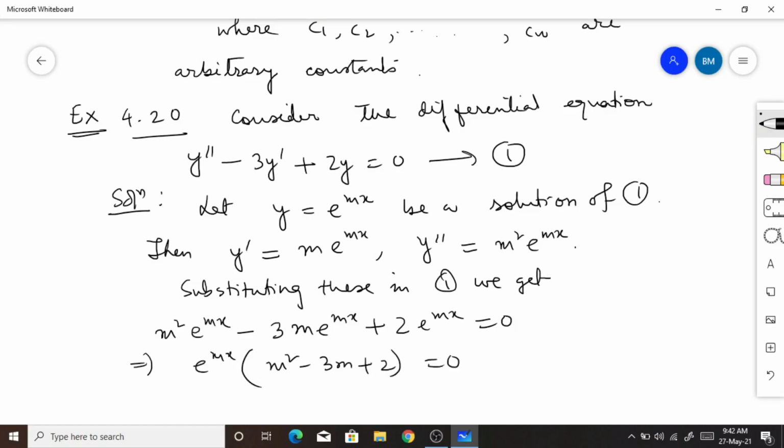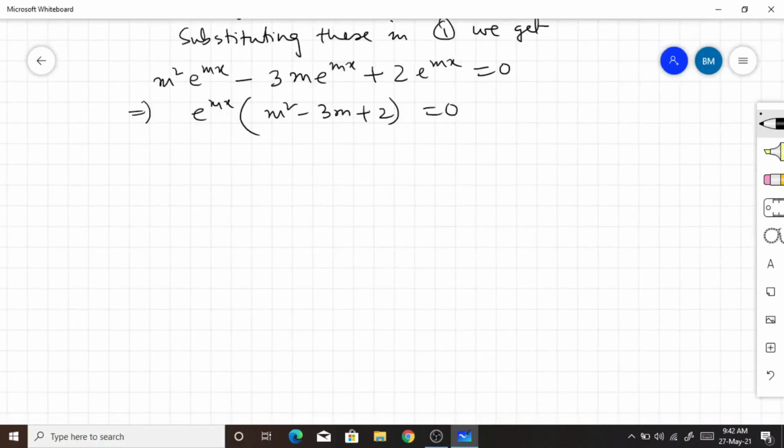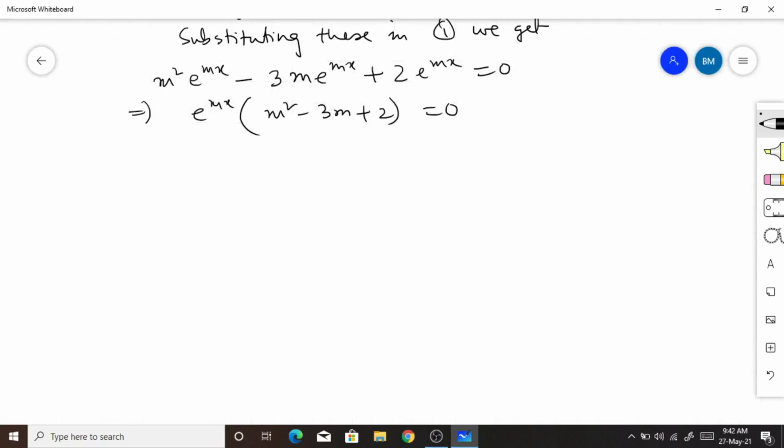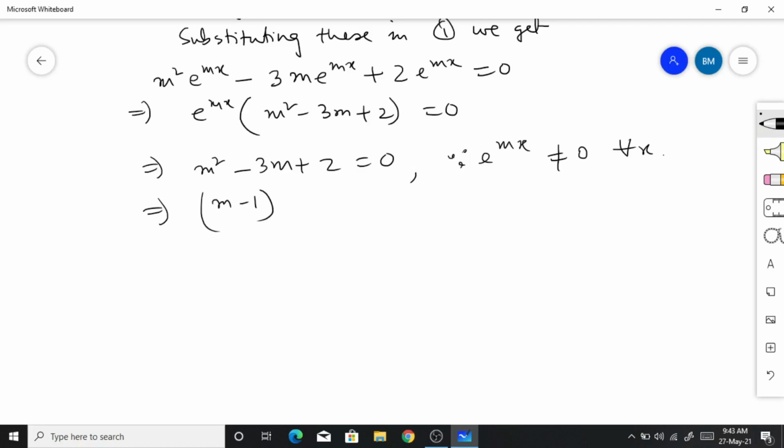So what we have seen is that the product of e to the power mx and m square minus 3m plus 2 is 0. And as we know that e to the power mx is non-zero for every x, I could write m square minus 3m plus 2 is equal to 0. So I know what the solutions of this equation are. Solutions are m equal to 1 and 2. So call the first solution m1, it is 1, and m2 equal to 2.